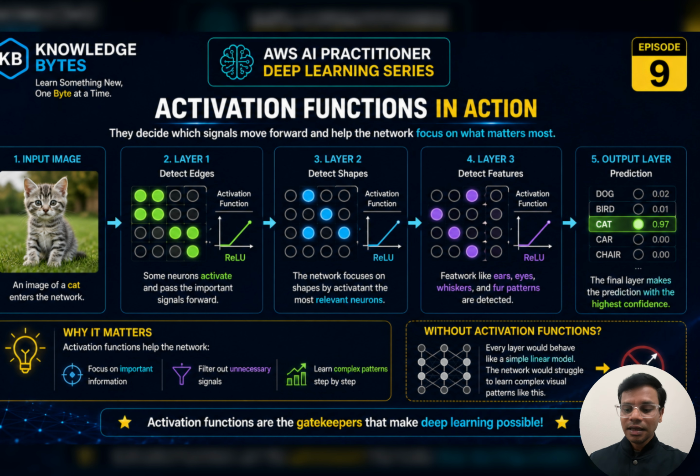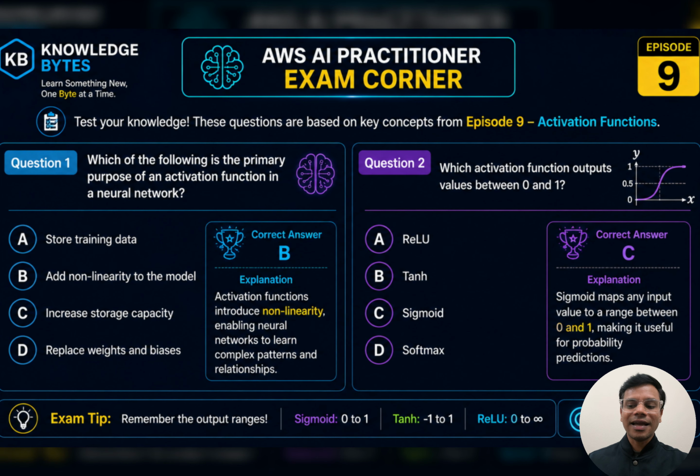Now get into the next one. This is how activation functions work, and now comes the important part, the AWS exam corner, where we will learn how this is covered in the AWS exam. So let's get into the first question.